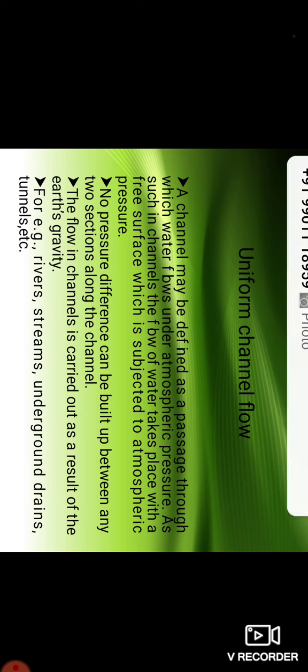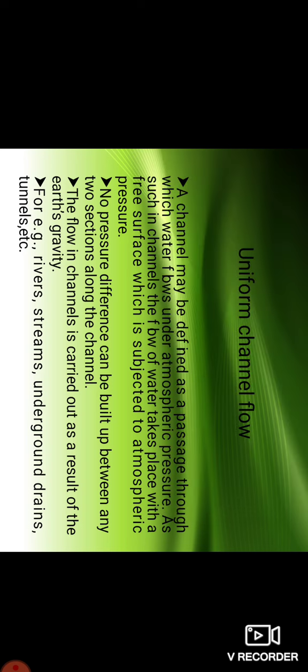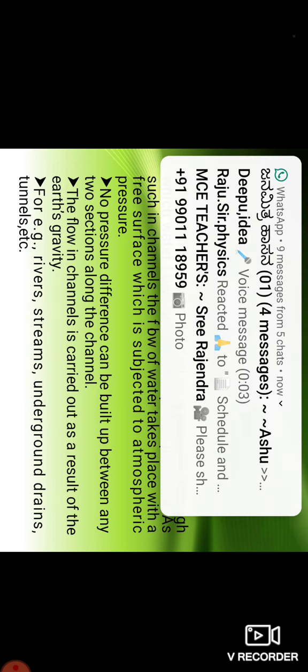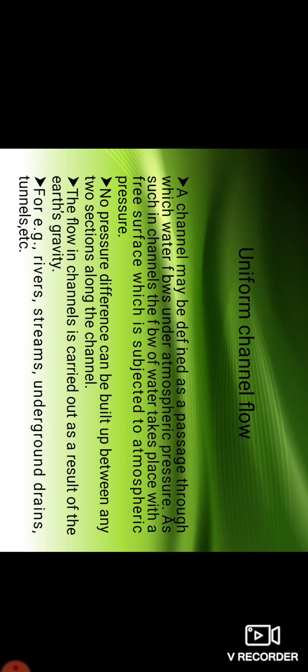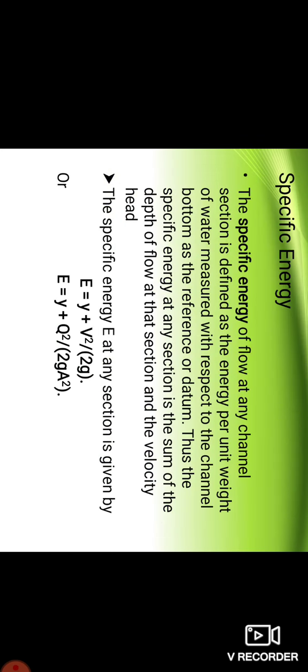No pressure difference can be built up between any two sections. No pressure difference is built because it's an open channel, and the flow in the channel is carried out as a result of the earth's gravity. Yes, we agree with that. But in a pipe it's due to friction, when the water flows through the pipe there will be friction, but here it's due to earth's gravity. For example, rivers, streams, underground drains, channels, tunnels, etc. are examples of uniform channel flows.